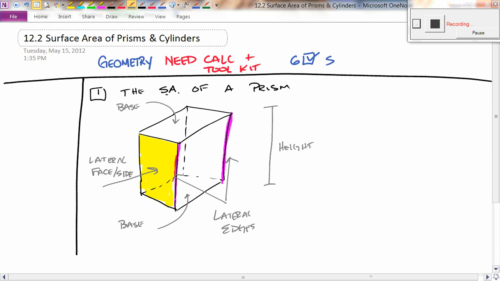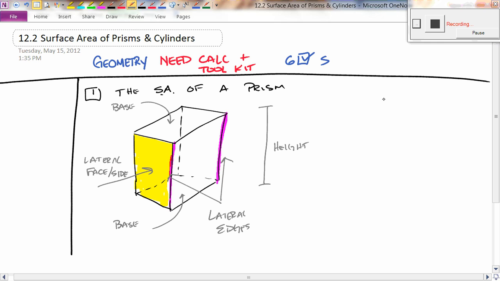But what about if you have a slanted prism? Something that looks like this. Do your best to draw this slanted prism. It's a prism that's sort of leaning over to the side a little bit. Kind of difficult to draw, but we still have the same stuff. We have a base for the top part and a base for the bottom part. So we're just dealing with the words here.